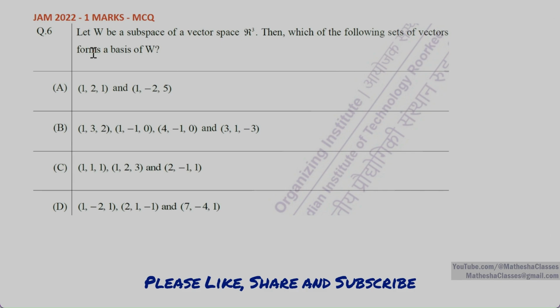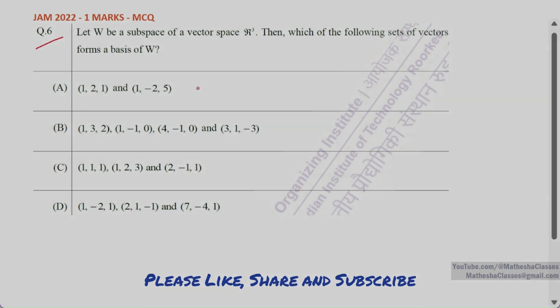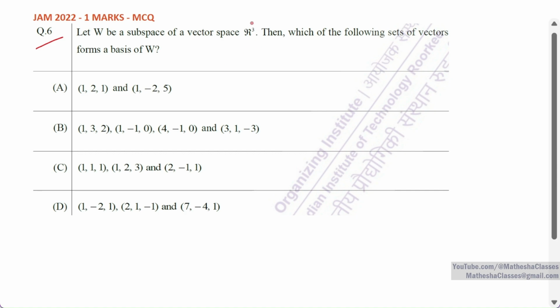Let us move to our next sum from JAM 2022, question number 6. Let W be a subspace of the vector space R3. Then which of the following set of vectors forms a basis of W? Four options are given, but note carefully, this question is incomplete. Nothing else is mentioned about the subspace W. So actually this question was incomplete and marks were awarded to all the candidates who attempted it. But still, we'll discuss the sum from a different perspective. We'll discuss a very powerful trick that will help you to solve this kind of sum very easily. So let us move to that.